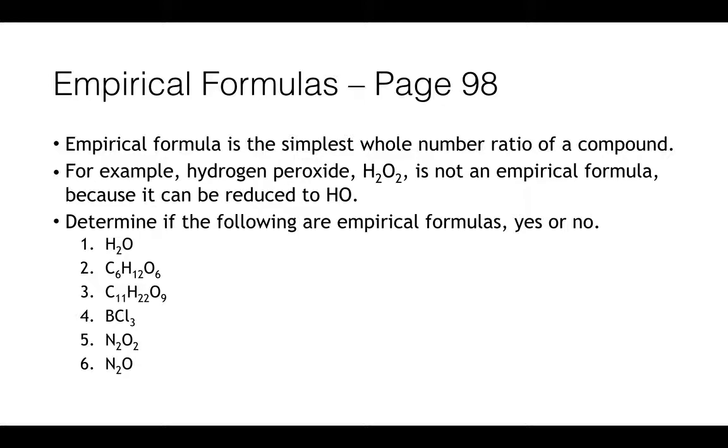Number 4, BCl3. Yes. Number 5, N2O2. No, because again we can reduce the 2's down to 1, so we can get NO. That's the empirical formula for number 5. Number 6, N2O. Yes, that's an empirical formula because we cannot reduce 2 and 1 down any further.